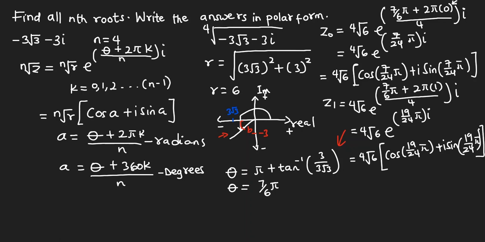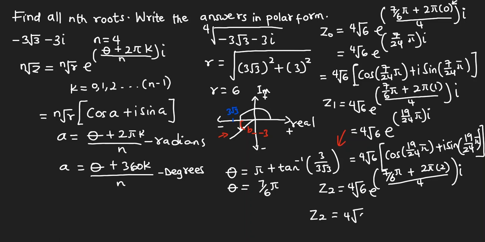So let's find the third and then the fourth. So we're going to have z2 to be equal to the fourth root of 6 multiplying e to the power 7 over 6 pi plus 2 pi. In this case, k will be 2, and then all will be divided by 4. Let's not forget the i. So let's simplify this and see what you're going to get.